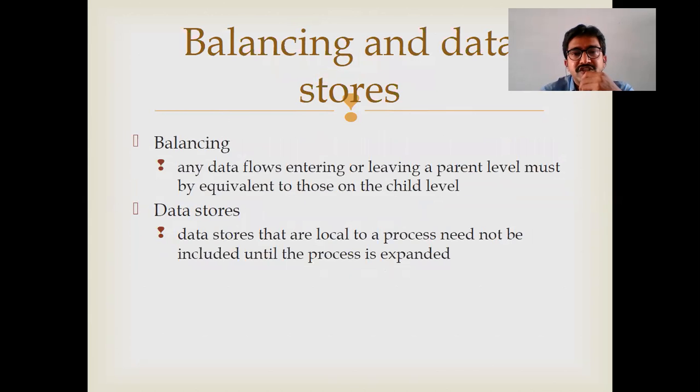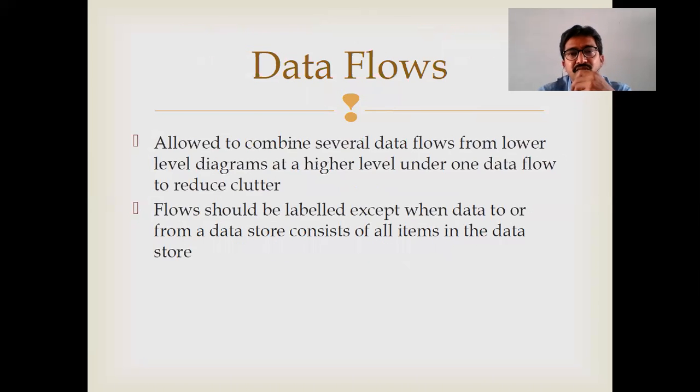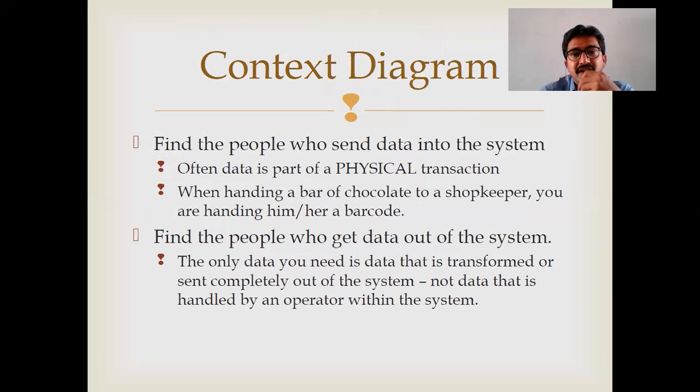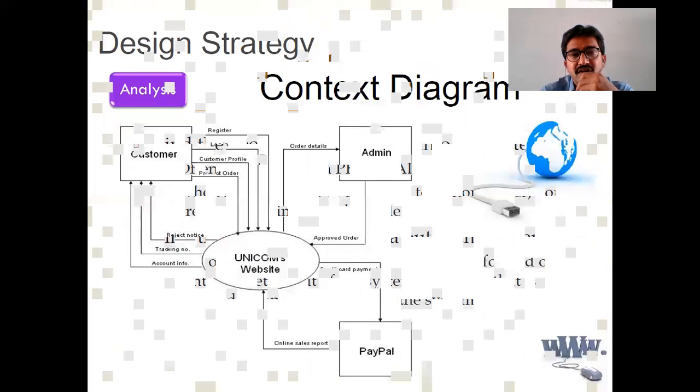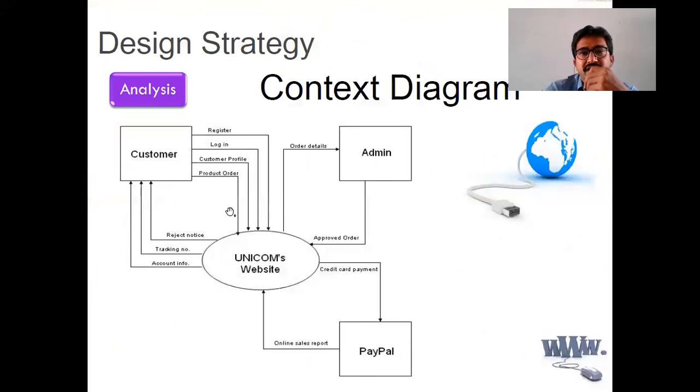And balancing: any data flows entering or leaving a parent level must be equivalent to those on the child level. So data stores that are local to a process need to be included until the process is expanded. Okay, so these data flows we have already discussed with examples. Now the context diagram is also called level 1. Let me show one small example of how the context diagram will look.